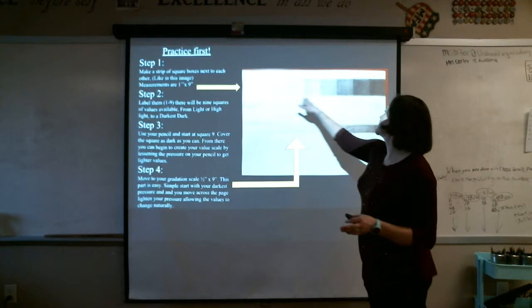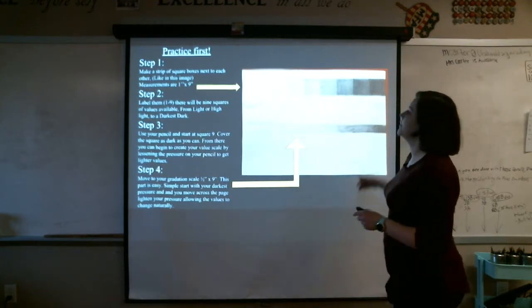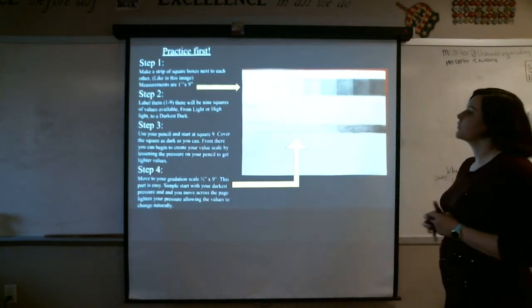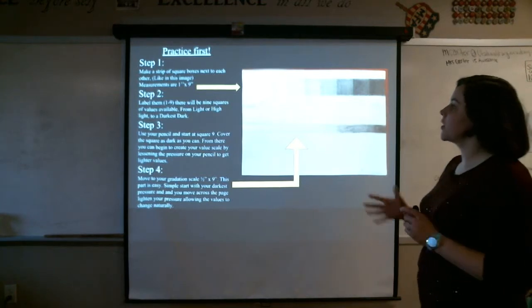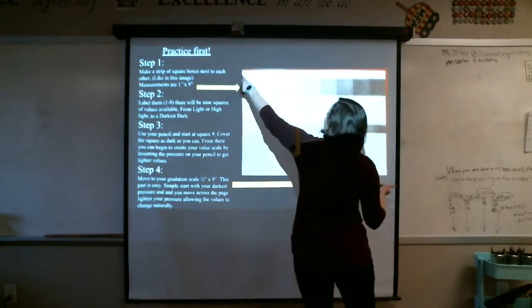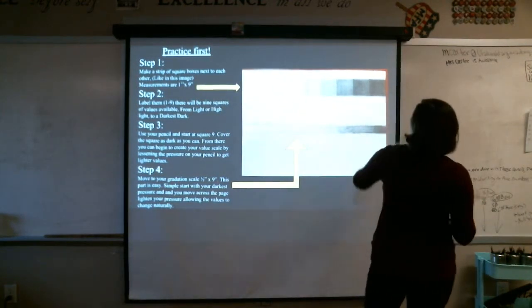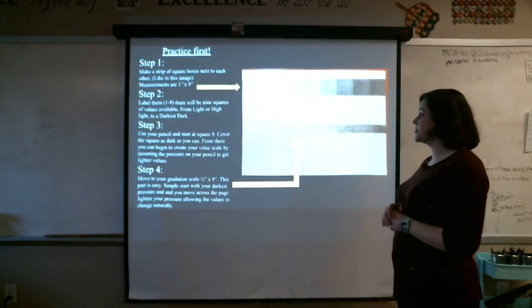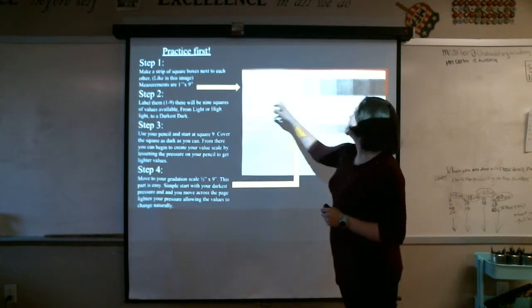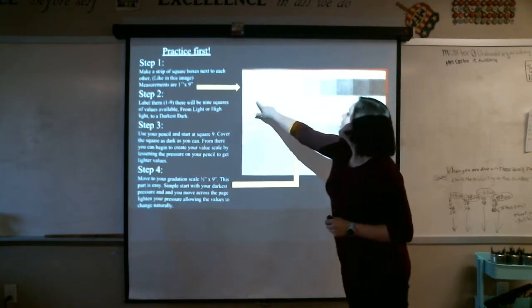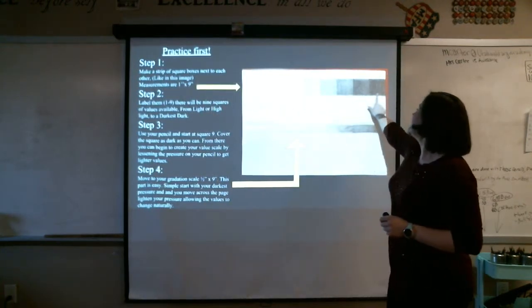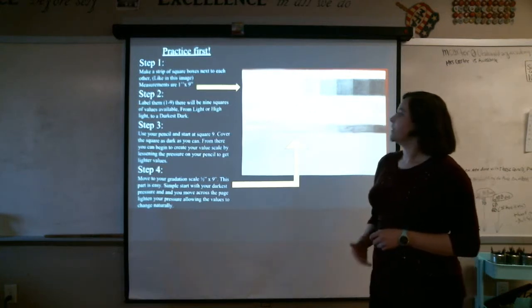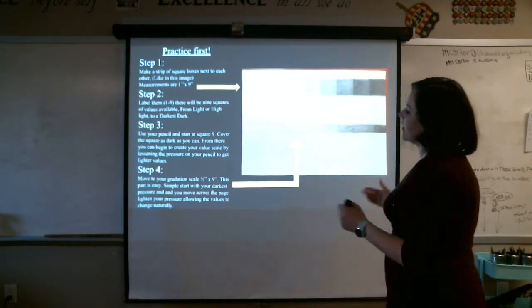We have a value scale, we have a gradation scale. Step 1's pretty easy. You're going to make a strip of square boxes, so they need to be 1 inch by 9 inches, okay? And make sure that you have 9 of them. Step number 2, you're going to label them from 1 to 9, so I see them. 1, 2, 3, 4, 5, 6, 7, 8, 9. Perfect. After that, there will be 9 squares of value available.